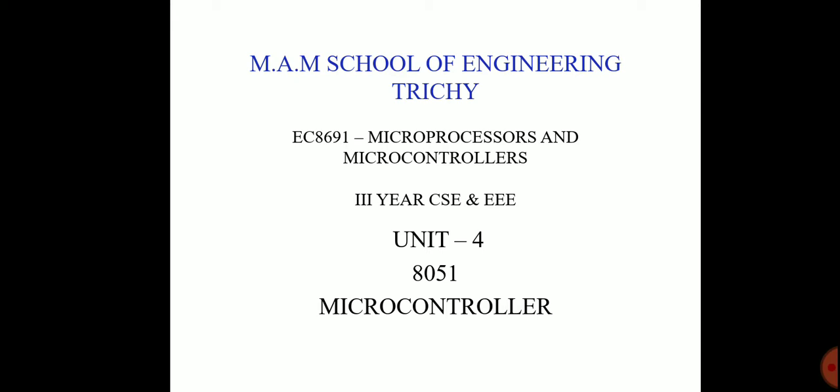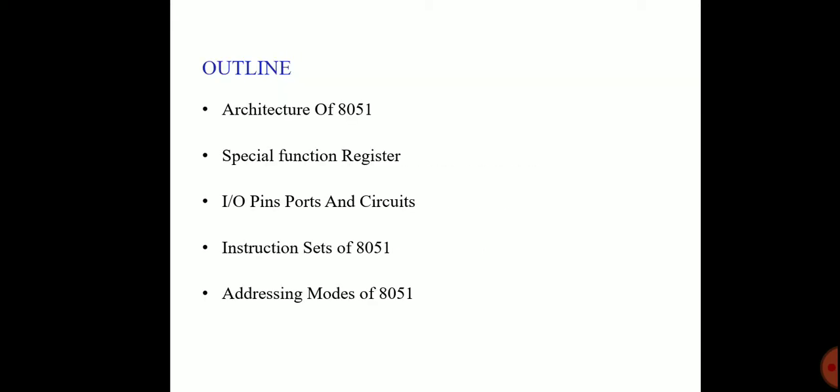In this lecture, EC8691 Microprocessors and Microcontrollers, Unit 4: 8051 Microcontroller. The outline of this presentation: first, the architecture of 8051; special function registers of the 8051 microcontroller; input and output pins, ports and circuits of 8051; the instruction set of 8051; and finally the addressing modes of 8051.